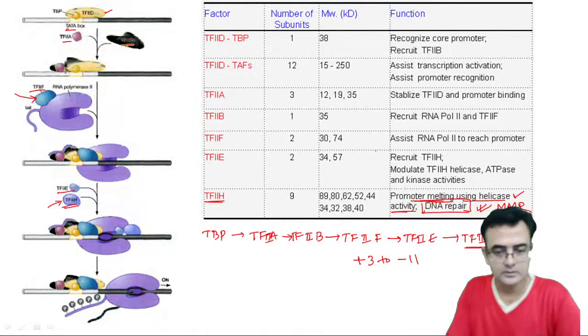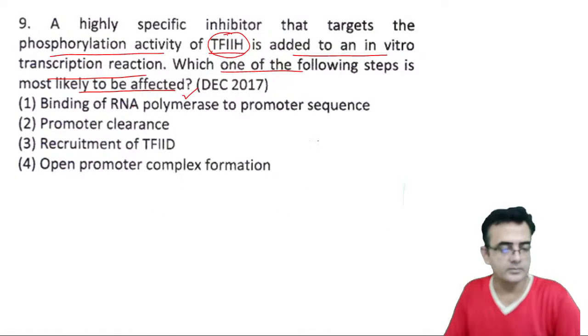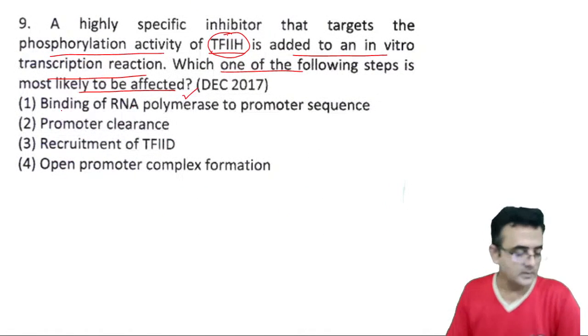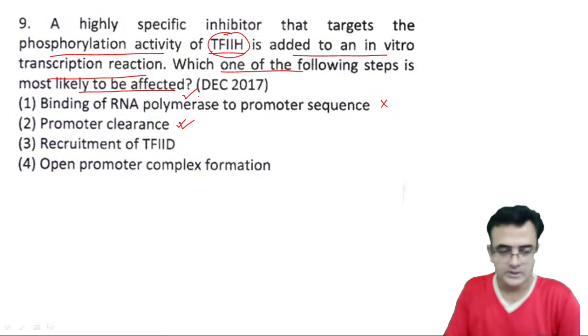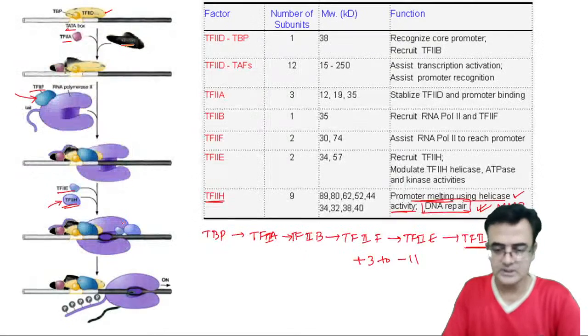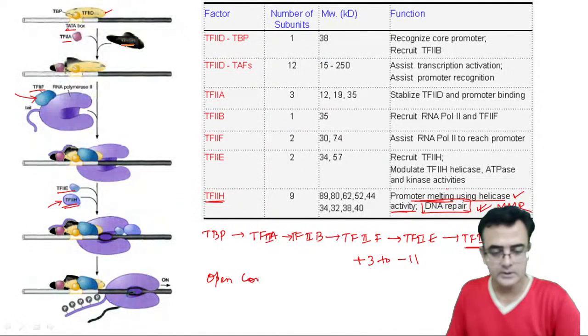Whenever we need, we come to this table again. So now we come back to the question. Here you can now tell me the correct answer. Binding of the RNA polymerase to the promoter sequence, no, not at all. Promoter clearance: when melting takes place, when the open complex has been formed, what we have seen here, right? So melting takes place and the open complex is formed, from the closed complex to the open complex.